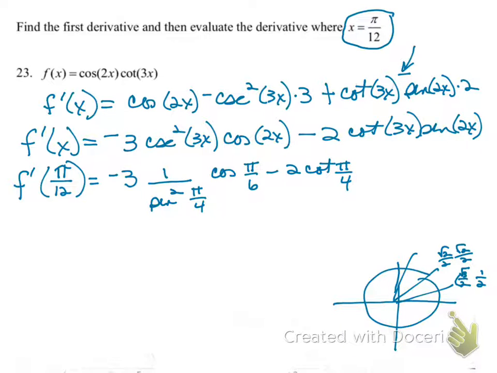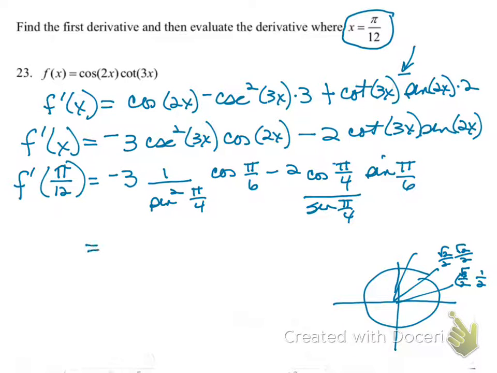But cotan, I can write how? Can't I write that as cosine over sine? So this, I'm going to put sine pi over 4, and I'm going to change that to cosine pi over 4, because cosine over sine is cotan. Okay, so when I have my angle, then I have to multiply that by sine of 2x, which is going to be sine of pi over 6.